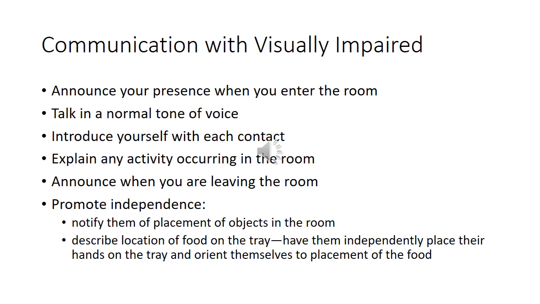When communicating with the visually impaired, announce your presence when you enter the room. Talk in a normal tone of voice. Introduce yourself with each contact. Explain any activity occurring in the room. Announce when you are leaving the room, and promote independence. We can do this by notifying them of the placement of objects in the room. We can describe the location of food on the tray, have them independently place their hands on the tray, and orient themselves to the placement of the food.